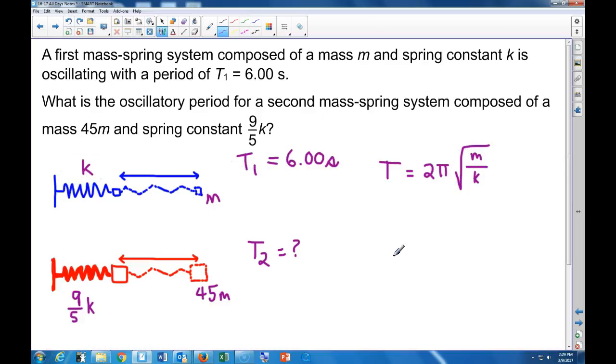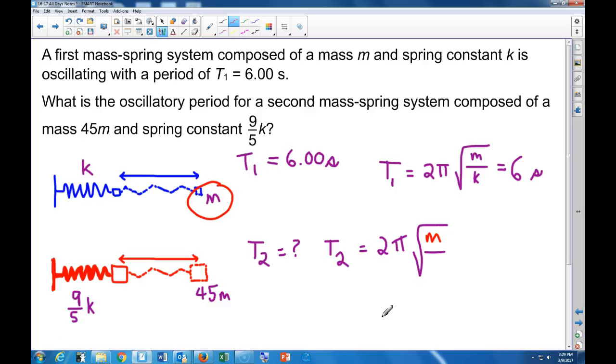Alright, so how about down here? What's t2? Oh, that's t1. And let's see, I know that it's equal to 6. t2, okay, 2 pi square root of mass over spring constant. But I can't just write down m here, because the m, remember, is the mass on top. It's a smaller mass. This one down below has a bigger mass of 45 m. So let me type right in 45 m. And what's the spring constant for the one down below? It's 9/5 of the original k.